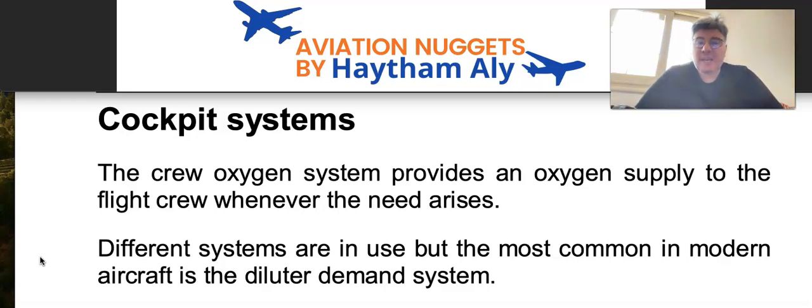Today we are going to speak about the dilutor demand system in the oxygen system, and specifically in the cockpit oxygen system. We understand, everybody, that we need oxygen in case of emergency inside the cabin, in case of cabin depressurization, or in case of an emergency situation of smoke happening in the cabin or the cockpit. And the flight crew must have a supplemental emergency oxygen system in case of this bad scenario.